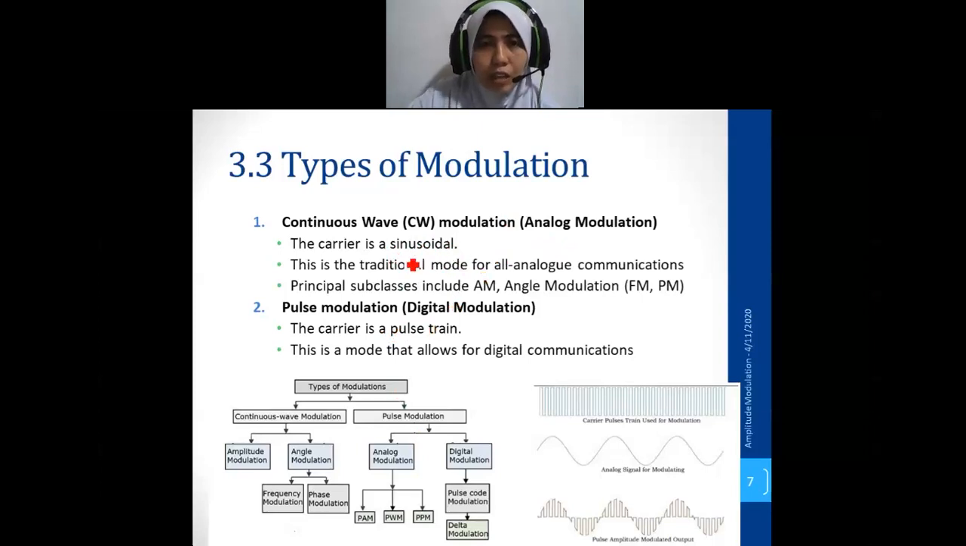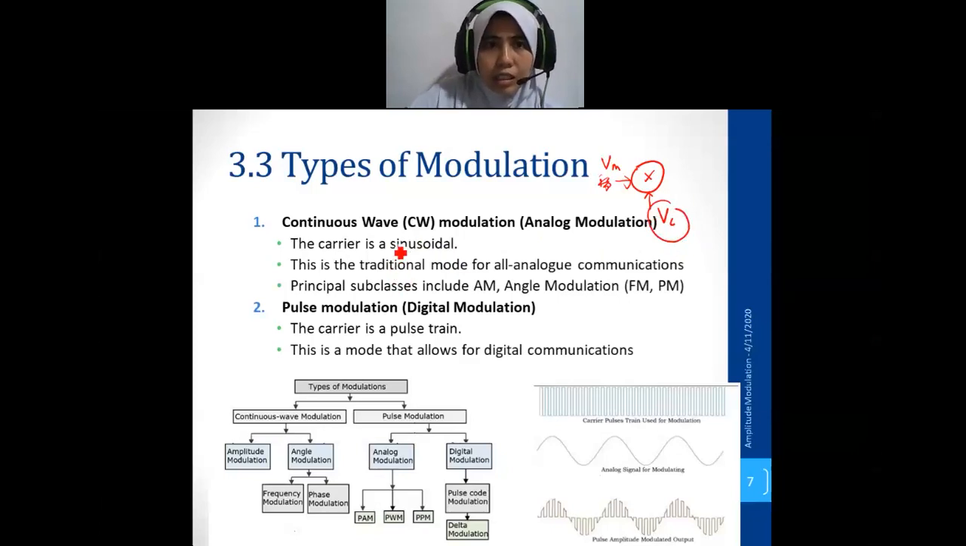Okay, this is the modulator. This is the information signal, and this is the carrier. Usually this is the modulating signal, VM, and we have VC. VC is the carrier signal, and for continuous wave modulation, this carrier is sinusoidal, and usually it's for all analog communication. So we have amplitude modulation and angle modulation. So this is continuous modulation.